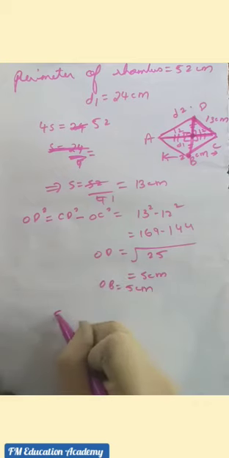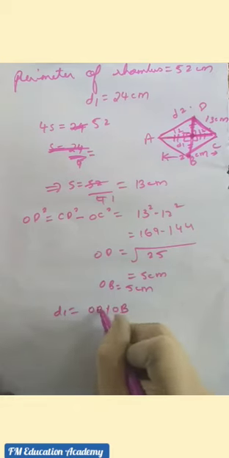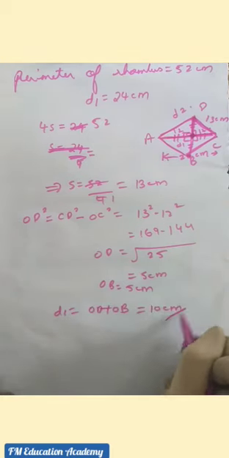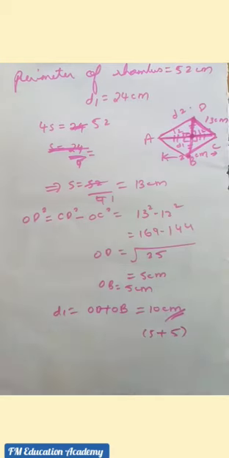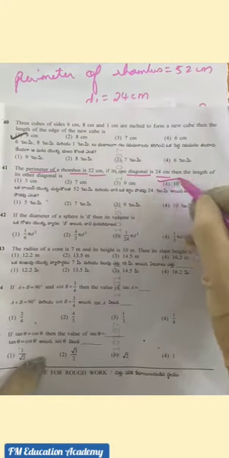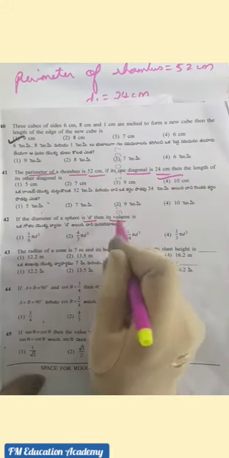So the length of the other diagonal is equal to OD plus OB, that is equal to 5 plus 5, that is equal to 10 centimeter. How? 5 plus 5. Okay, OD plus OB. So where is 10 centimeter in which option? Option 4.